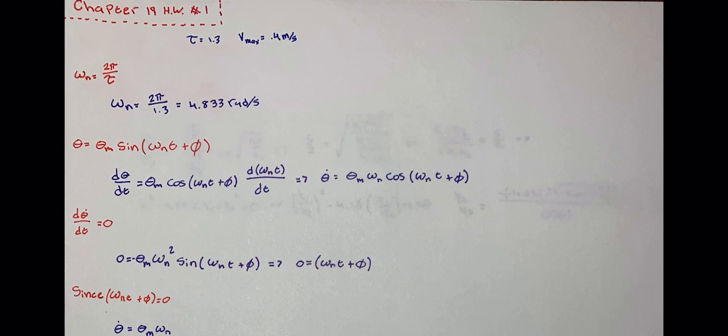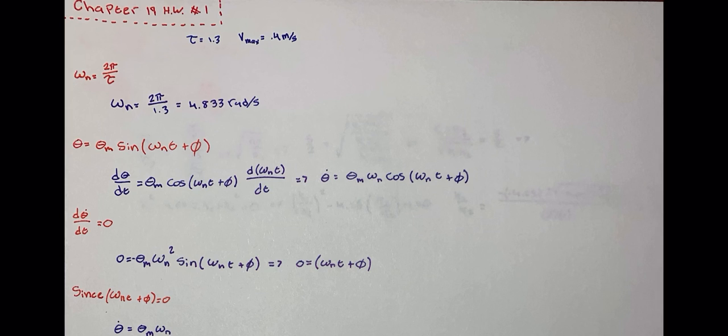Okay, here's chapter 19, homework number 1. We start off with a simple pendulum that consists of a bob attached to a cord that oscillates in a vertical plane. And we're supposed to determine the amplitude of the motion in degrees and the maximum tangential acceleration of the bob. So we know that omega n, or the natural frequency, is 2 pi over tau, or the period. So we know that omega n is equal to 2 pi over 1.3, which is 4.833 radians per second.